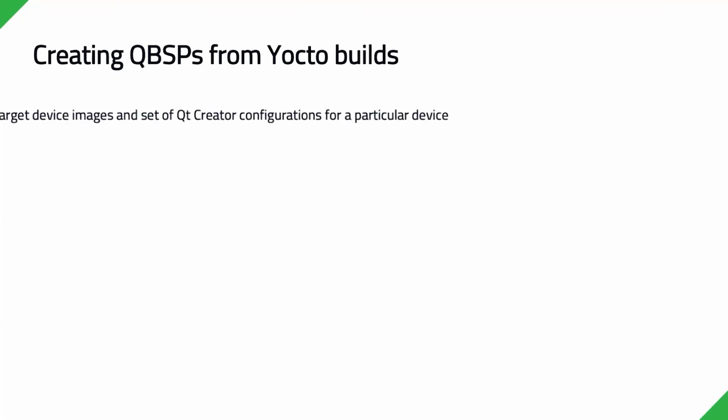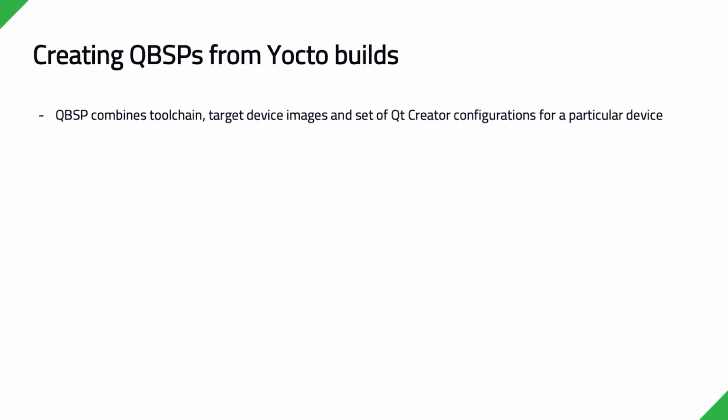Now, what is this QBSP? It's a combination of the toolchain, the target device image, and the Qt Creator configurators. And how does this help an application developer's life? With the toolchain, you don't have to go and figure out what compiler and linker to use. With the pre-created target device images, you don't have to figure out what image would actually run on that device. You have these pre-created binaries. You just flash them on the flash or the SD card and get the device up and running. And with the Qt Creator integrations, you have the capabilities at your disposal to deploy the binaries to the device and debug it on the device.